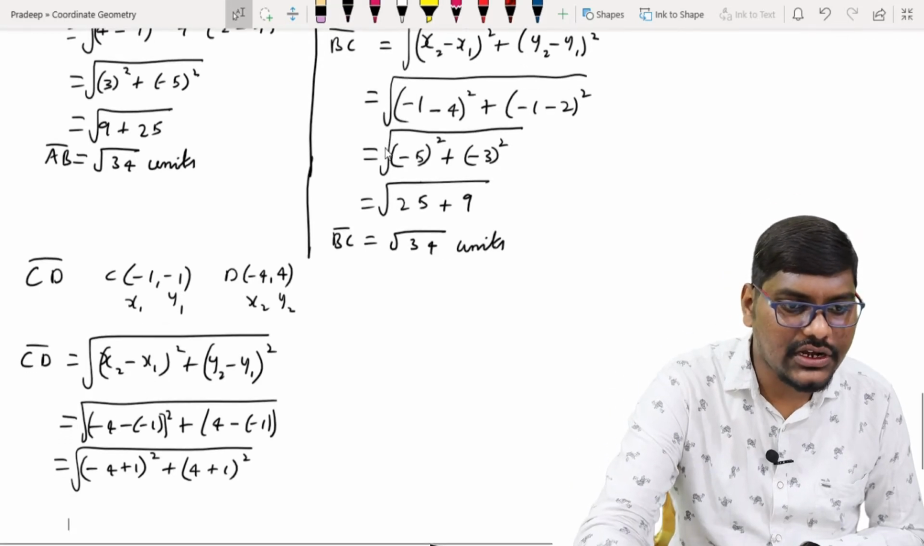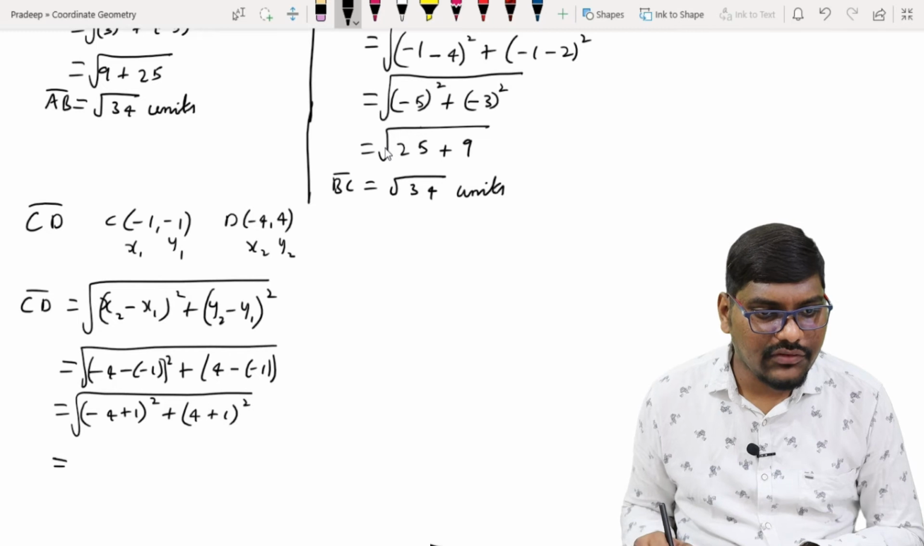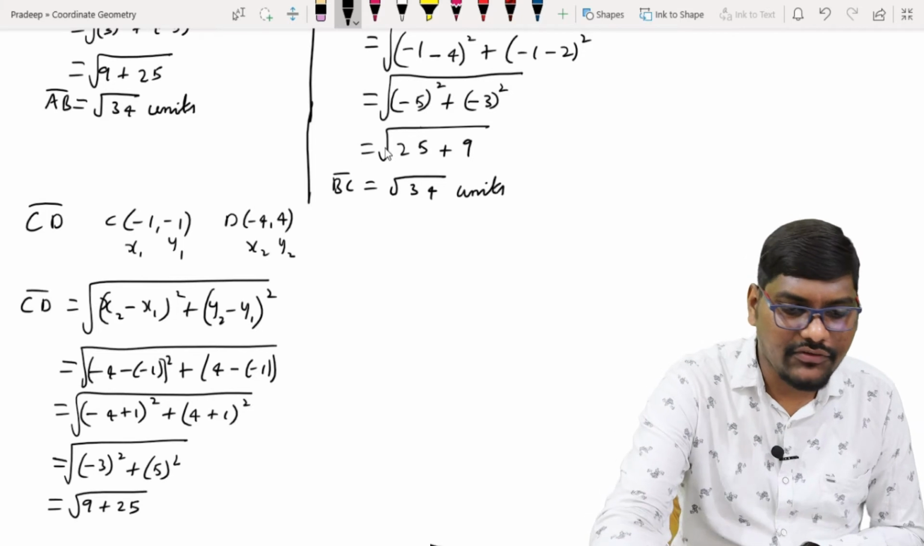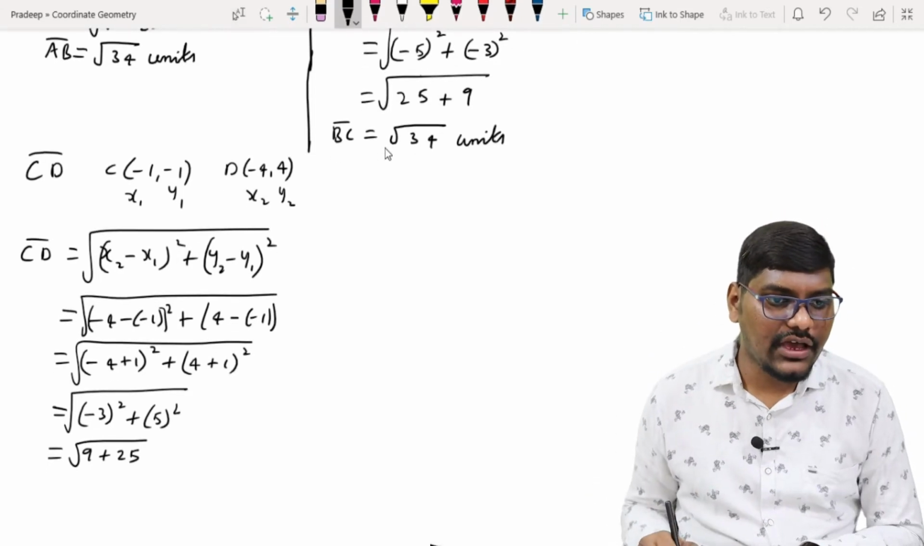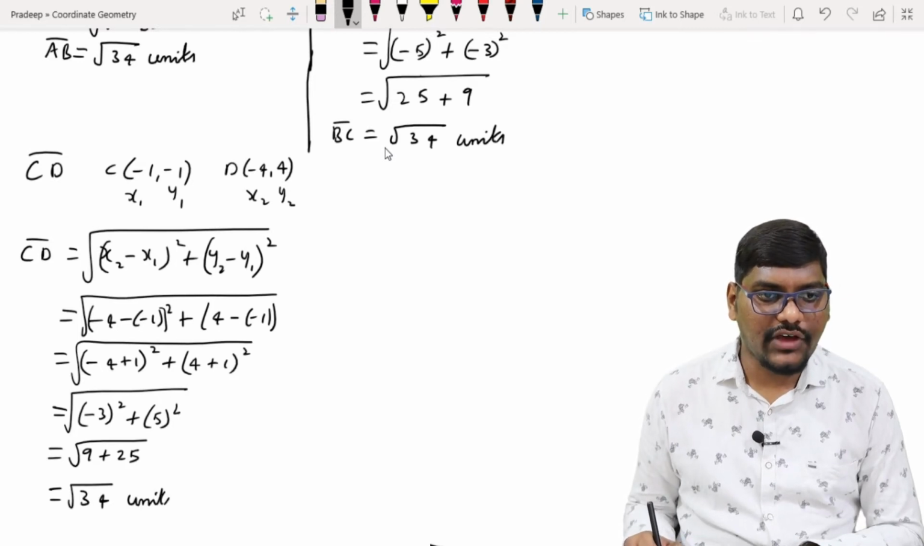We'll further solve that. So this will be minus 4 plus 1, which is minus 3, whole square, plus 5 whole square. So 3 square is 9, 5 square is 25. So 9 plus 25 will give the value 34. Alright, so this also we got 34 as the value.